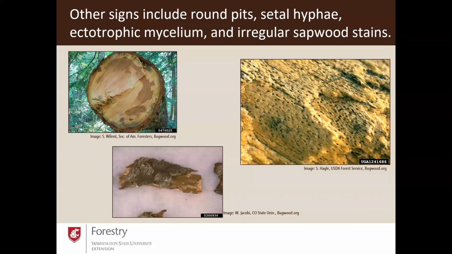But these are signs that you might want to look for. And symptoms, that's how the tree manifests the disease, what's happening to the tree, whereas signs are the pathogen itself. So in this case, like the setal hyphae or the ectotrophic mycelium and such. So lots of different things to look for.